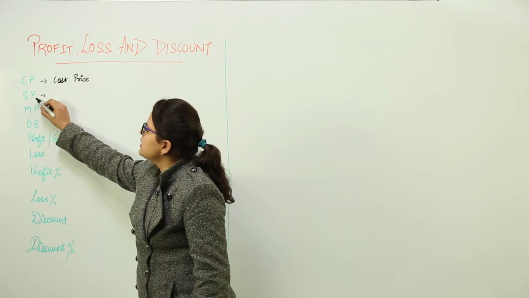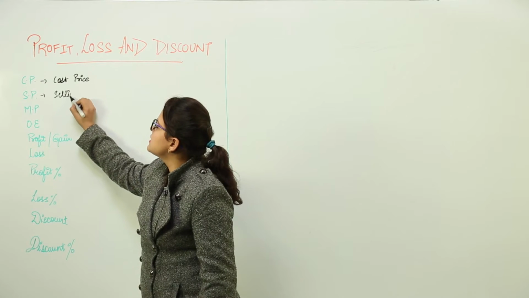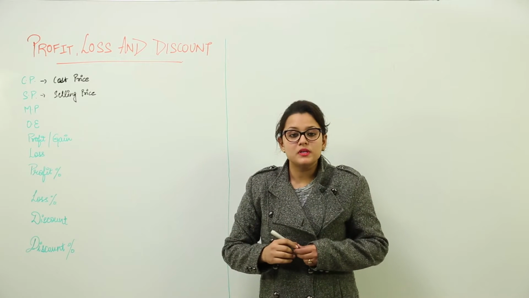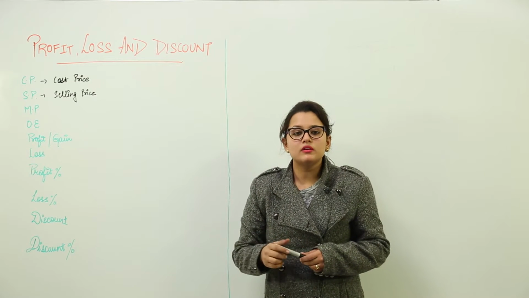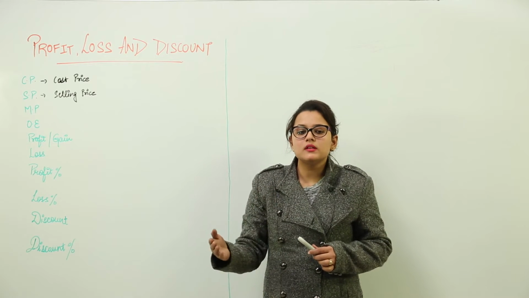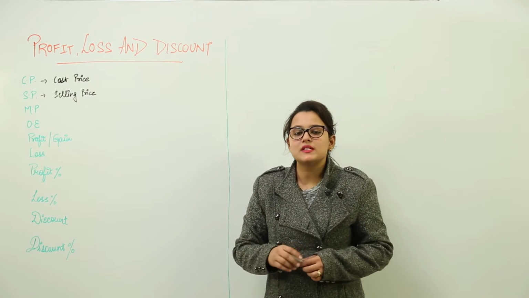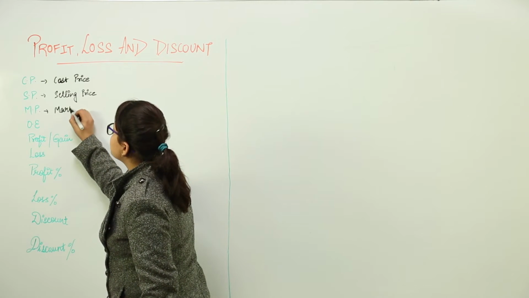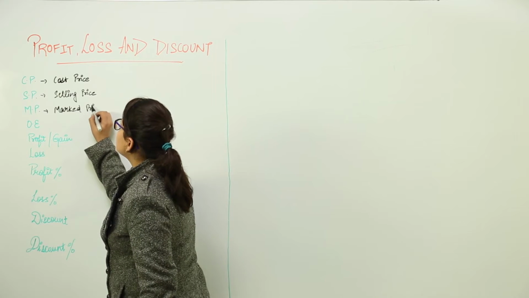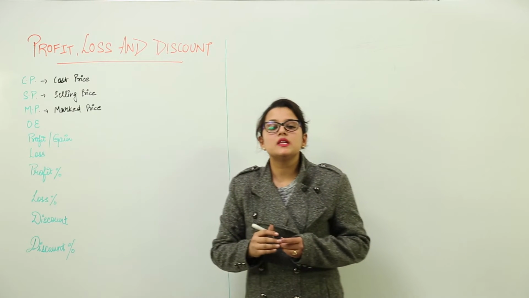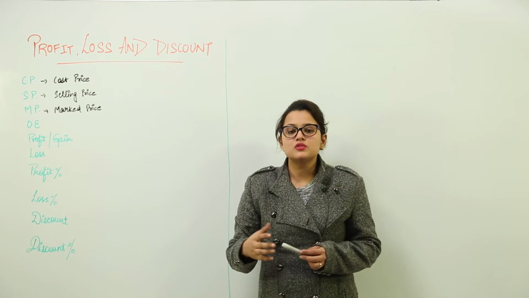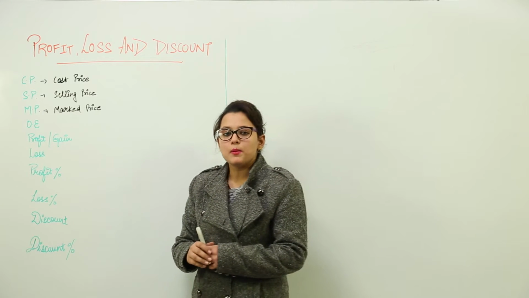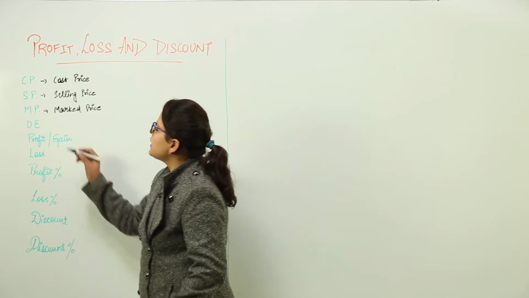Next is SP. SP stands for the selling price. Selling price means, say the cost of any article is 1000 rupees and it is being sold at 1200 rupees. So the price at which it is sold is known as the selling price. MP stands for marked price. The marked price means that the manufacturing cost of the article as well as the profit that the manufacturer is going to earn over that, both are included in the same price, and that will be known as my marked price.